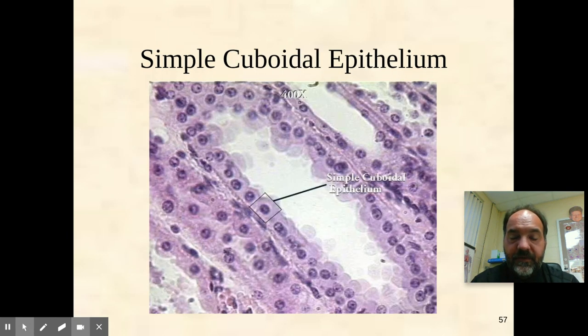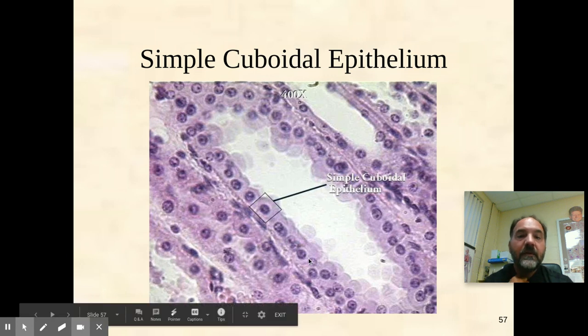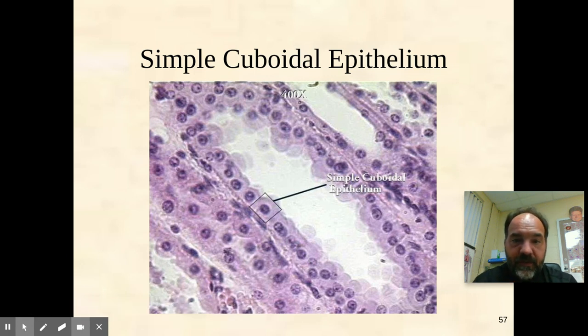Here are diagrams of simple cuboidal epithelium. Notice this little box surrounding one of the simple cuboidal cells. Notice there's a single line of these cuboidal cells. The thing about simple cuboidal cells is the nucleus is often very round, surrounded by that cube-shaped cell.